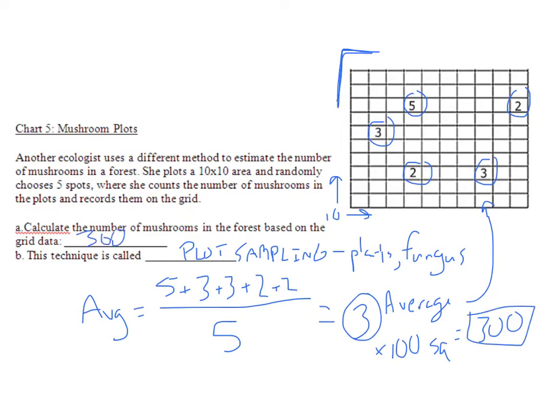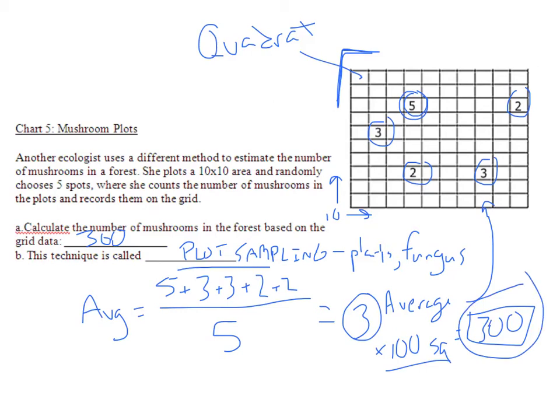Now what we actually say is that each one of these squares is called a quadrat. And this sampling method is used a lot in Kentucky because we document the trees that are in the forest. And so you might count 5 trees in this plot. Using those numbers, find the average number in each block, multiply by the number of blocks or quadrats, and that's going to give you an estimate of how many trees or mushrooms or whatever is there. And again, we call this the plot sampling method.